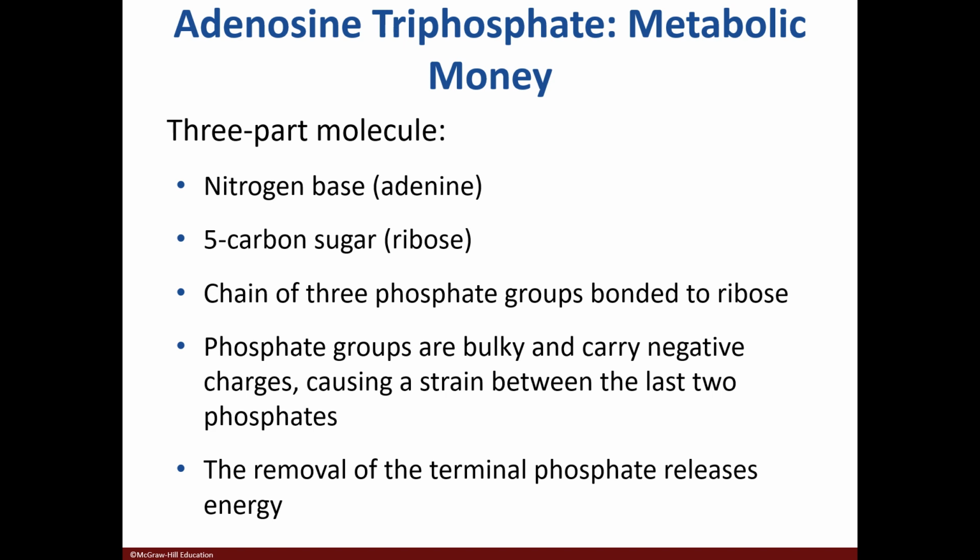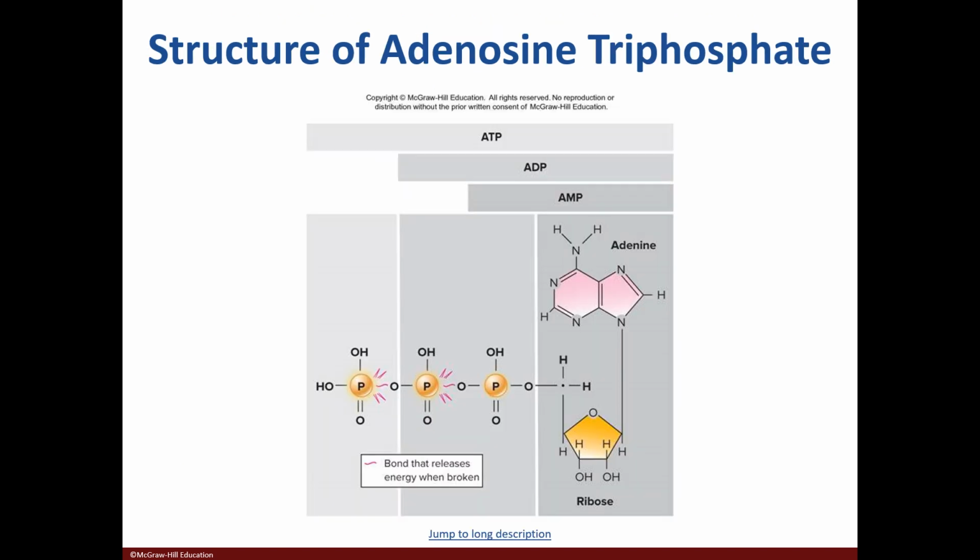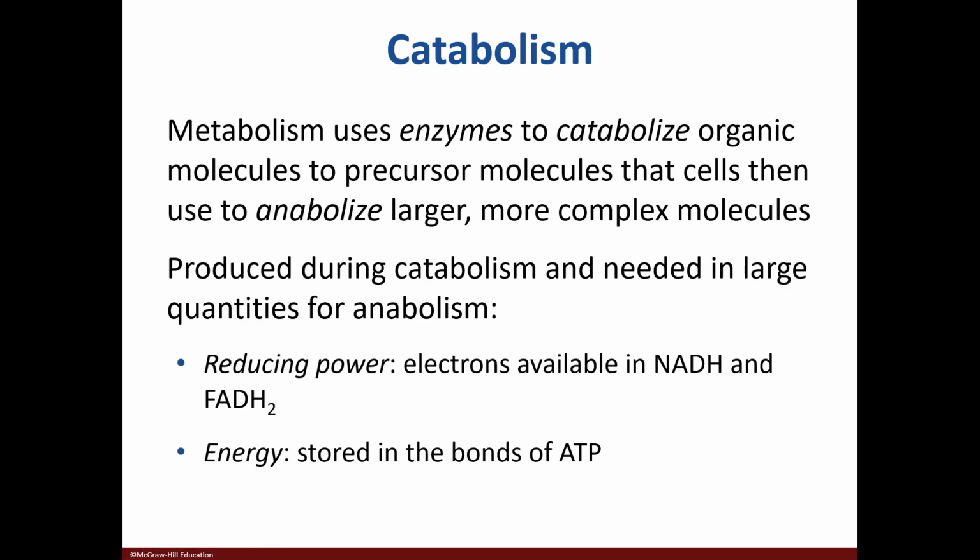ATP, our energy source, and a bacterium's energy source, is made up of a nitrogen base, ribose, and 3 phosphate groups. The energy in an ATP molecule is stored between their phosphate groups. Enzymes are used in both catabolic and anabolic reactions. The electrons and energy from catabolism can be used in anabolic reactions.